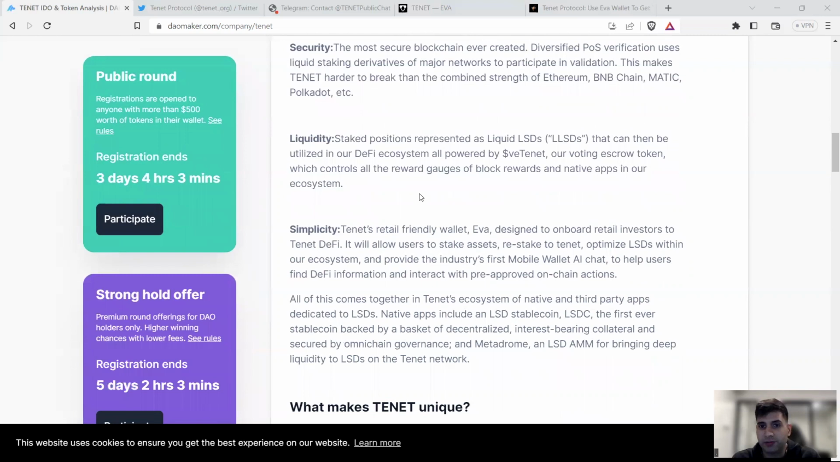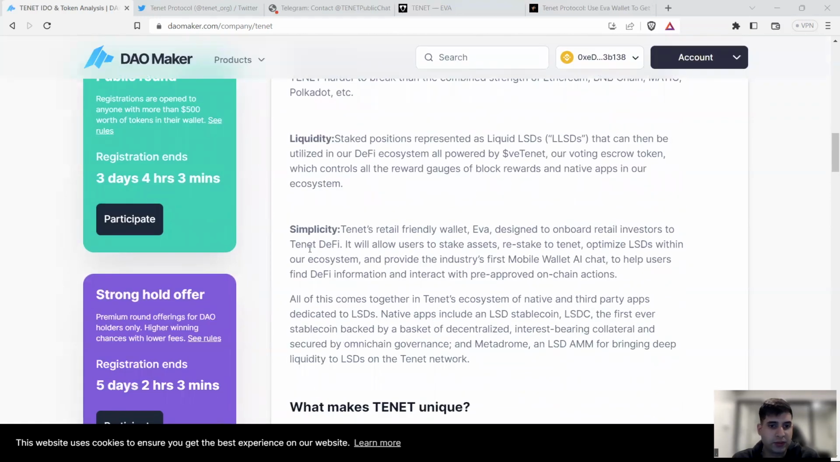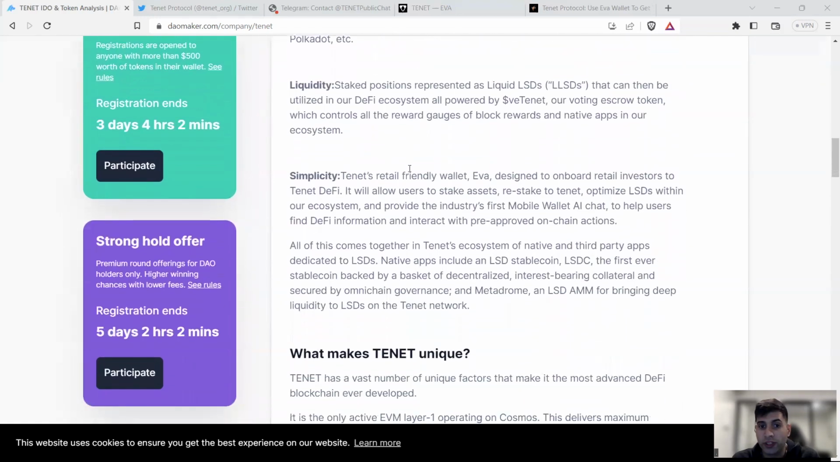The liquidity, as I've mentioned, the liquid LSD, can be utilized for the DeFi ecosystem with the vTenet, the voting scroll token that they have. You've seen the concept with other projects like Ramses. And it's a simple wallet. They have an Eva wallet, which is AI driven, and a mobile wallet which utilizes AI chat.